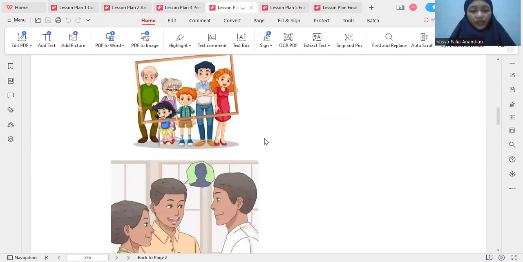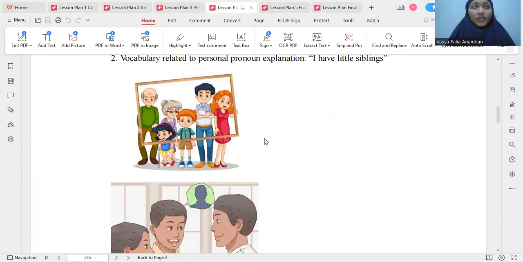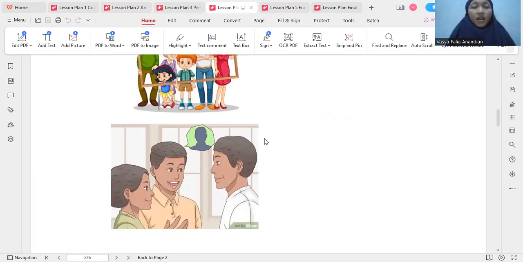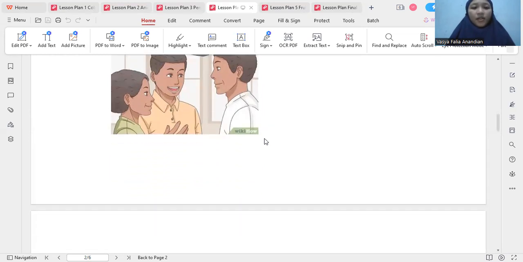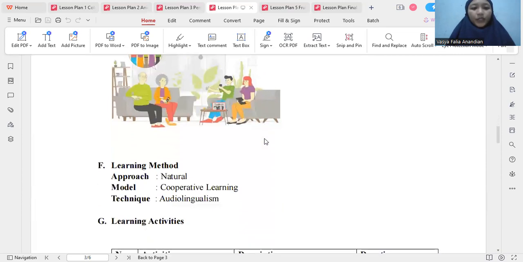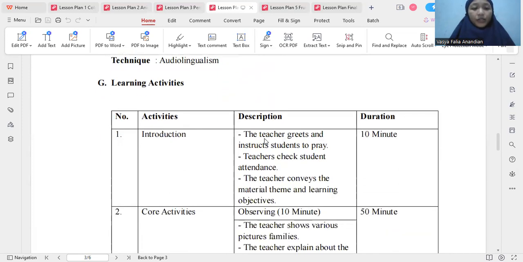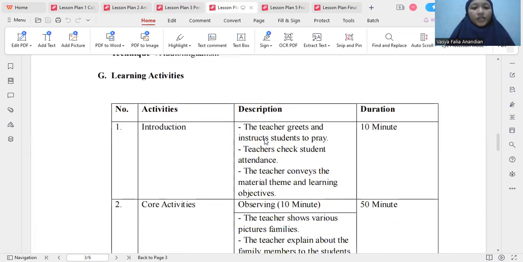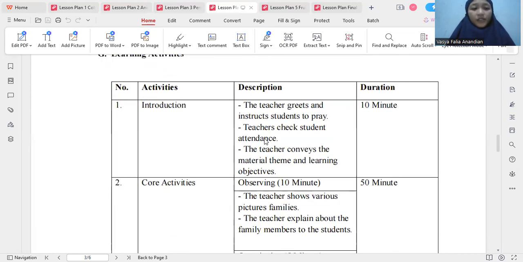So these materials focused on listening and speaking are rather focused on the interaction of the students and the teacher. So the teacher can ask, how many family members do you have, do you have little siblings, do you have grandma or do you have grandpa. Learning method: natural, model: cooperative learning, technique: audiolingualism.